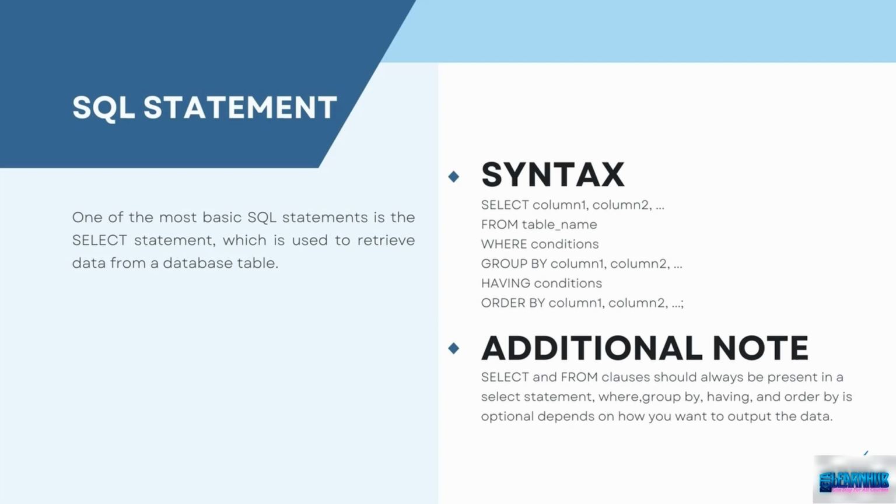This is the skeleton and order of a select statement. The syntax is as follows: select column1, column2, from table_name, where conditions, group by column1, column2, having conditions, order by column1, column2. Note that select and from clauses should always be present in a select statement, whereas group by, having, and order by are optional depending on how you want to output the data.